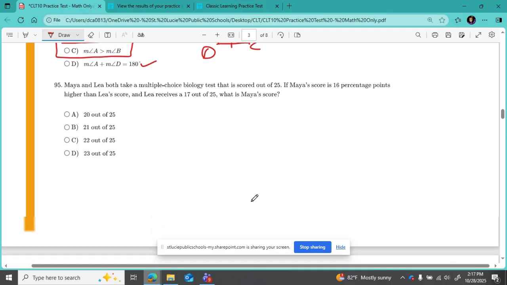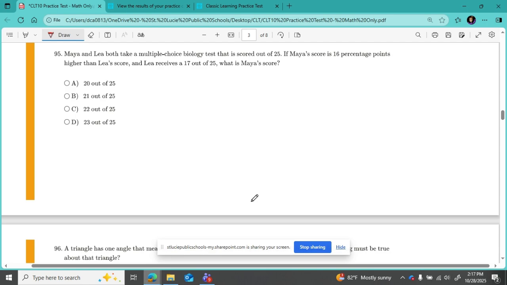Number 95. Maya and Leah both take a multiple choice biology test that is scored out of 25. If Maya's score is 16 percentage points higher than Leah's score, and Leah receives 17 out of 25, what is Maya's score? So for me to find the percentage, I got Leah and Maya. Leah got 17 out of 25. To think about it as percentages, I want to think of it out of 100.